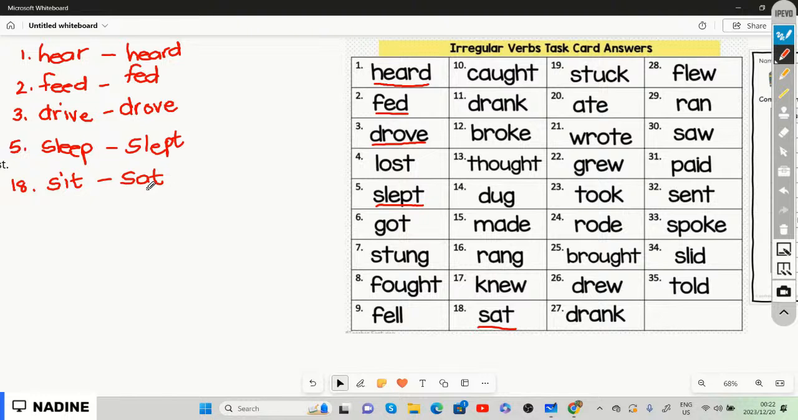So these are just a few examples of irregular verbs, right? And the words that are underlined, there we wrote down the present tense form as well as the past tense. And if you look at how the wording changes, right, then you can see how the spelling changes of those specific words.